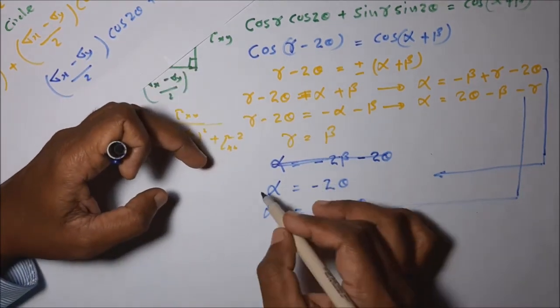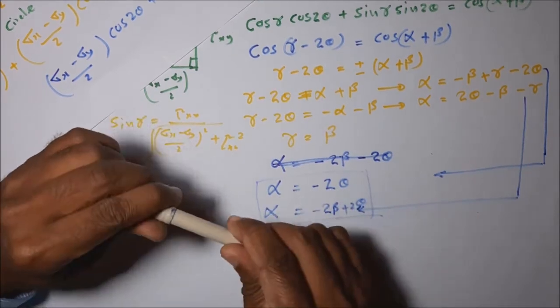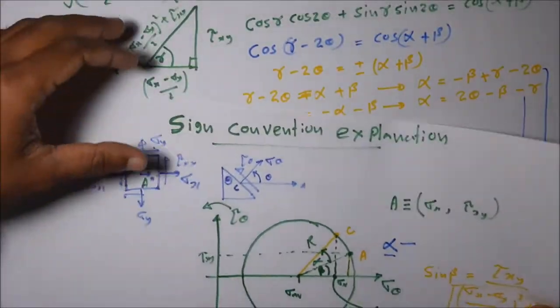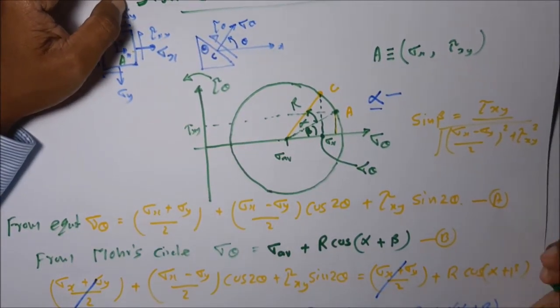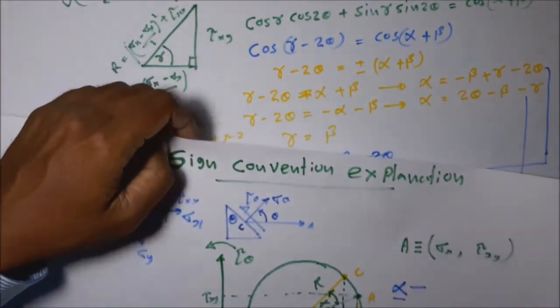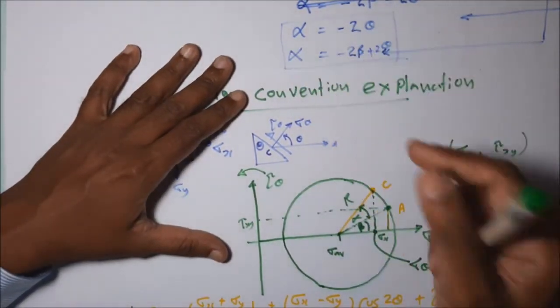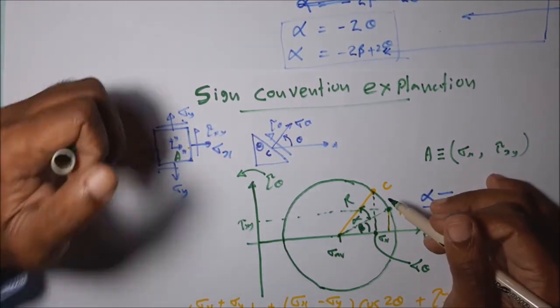Then for alpha we are having two values. What value can we accept? What is the correct value? If we take alpha is equal to minus 2 theta, what does it mean?